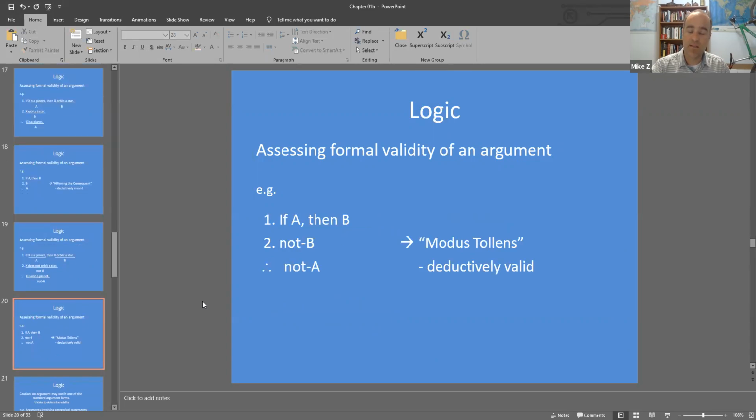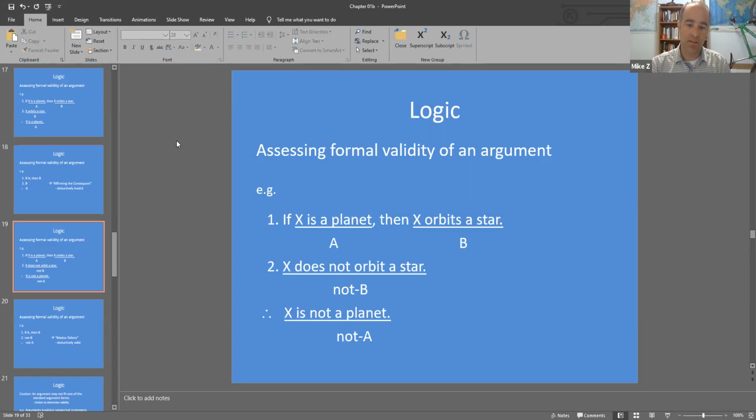And that gives us this argument form. And we see, if we compare it to the known argument forms that we've already looked at, that this is the modus tollens argument form. We know that it's a deductively valid argument form. So we know that this argument is deductively valid.